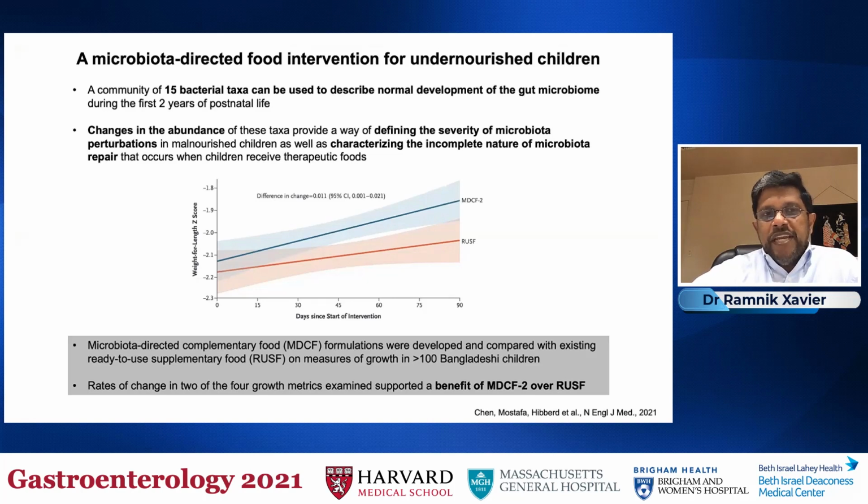The experiment that Jeff did showed that changes in abundance of these taxa provide a way of defining the severity of microbiota perturbations in these malnourished children. By characterizing the microbiome and then replacing it, as shown in this plot of days to start of inflammation compared to weight-to-length z-scores, you can appreciate that children who got microbiota-directed complementary food formulations recovered in their height-to-weight ratios compared to those with the ready-to-use supplementary food. This was seen in over 100 Bangladeshi children. So, clear benefit of the MDCF-2 over the RUSF.